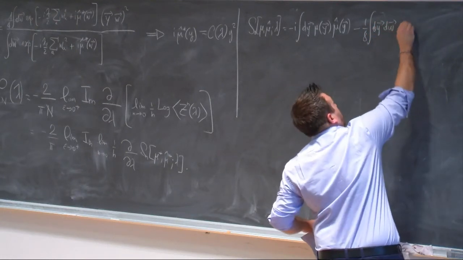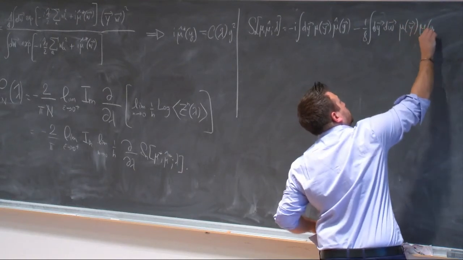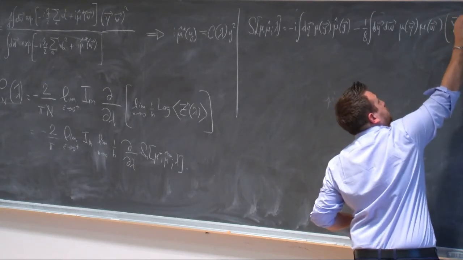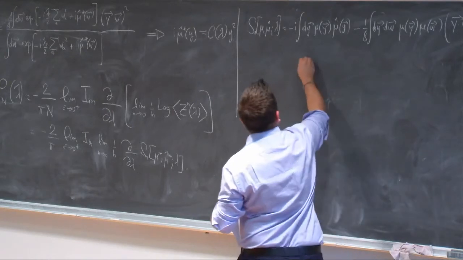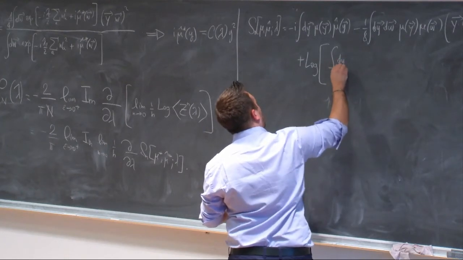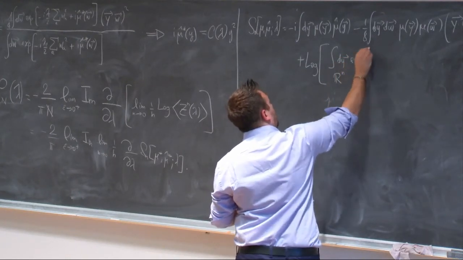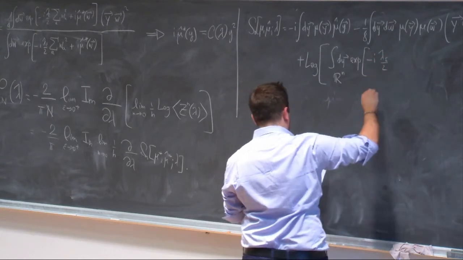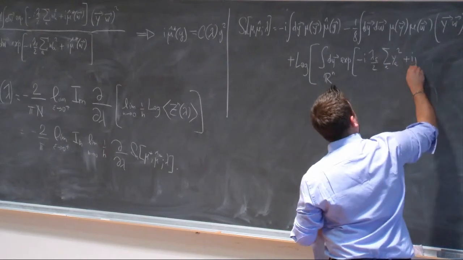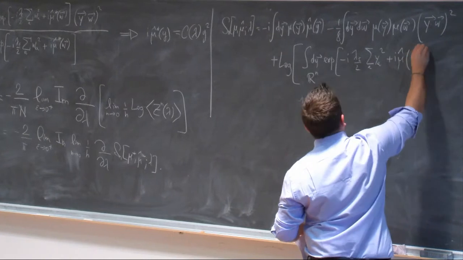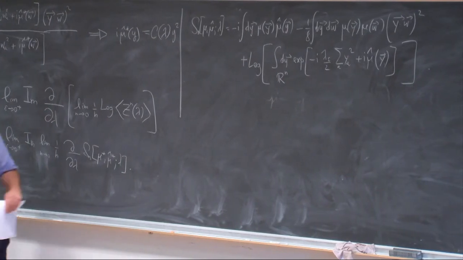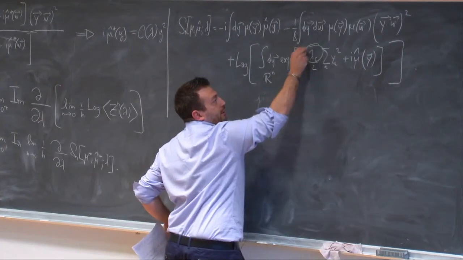So we will have mu of y, mu of w, and then we have, let's say, y dot w square. And then we have the third term plus logarithm of the integral r to the n dy exponential of minus I lambda epsilon over 2 summation over a yi square plus I mu hat of y. Okay. So, the lambda dependence, as I was saying, appears explicitly only here.